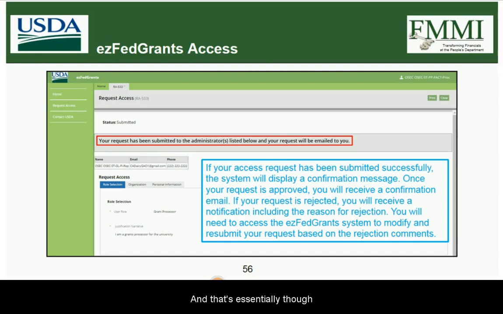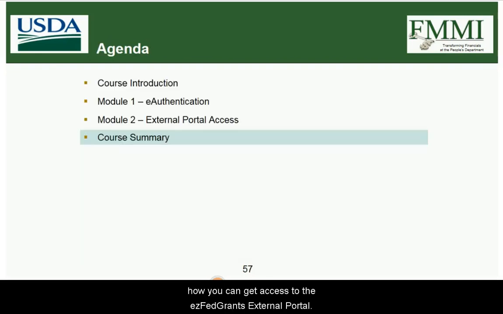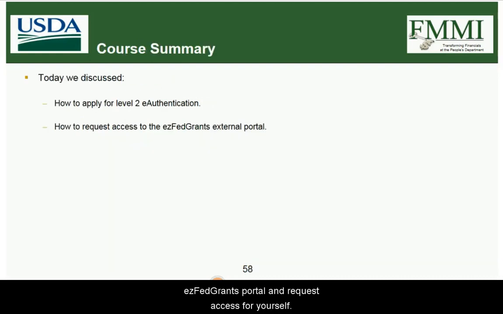And that's essentially, though, how you can get access to the ezFedGrants external portal. So as we saw, you first need that level 2 e-authentication access. We saw what that entails. And then once you get that level 2 e-authentication access, that's when you can actually go into the ezFedGrants portal and request access for yourself.